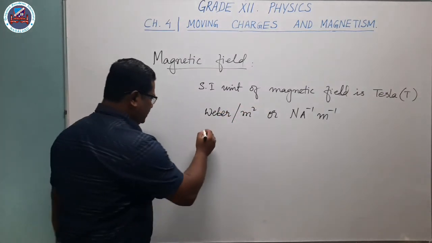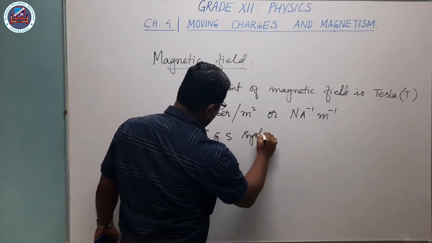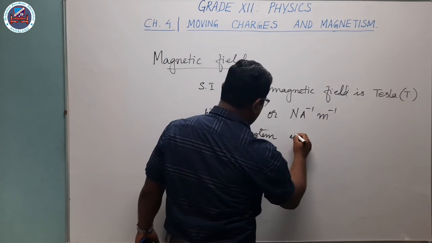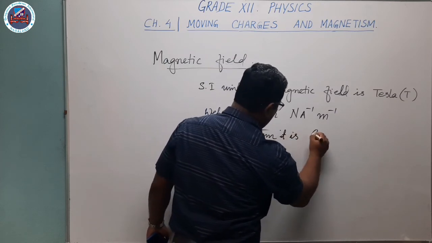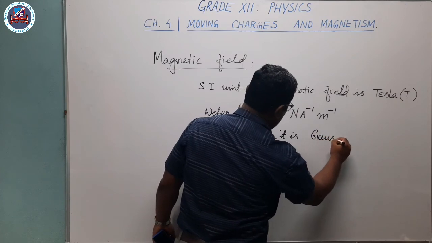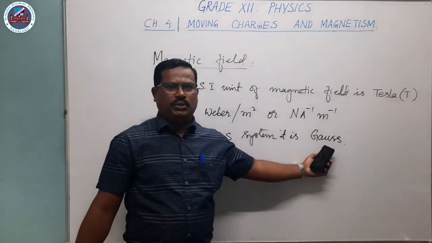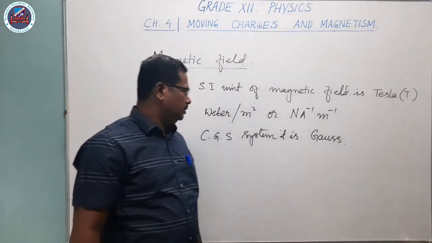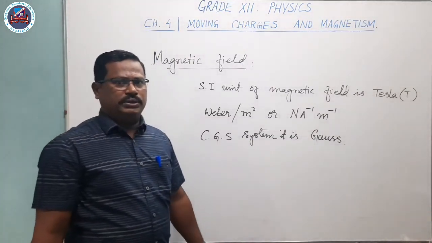In the CGS system, the unit of magnetic field is Gauss, that you have come across earlier. Gauss theorem or Gauss law in static electricity, you have come across, is a person's name, Gauss. In the CGS system we measure in terms of Gauss.